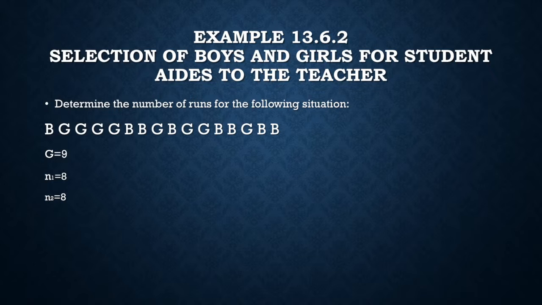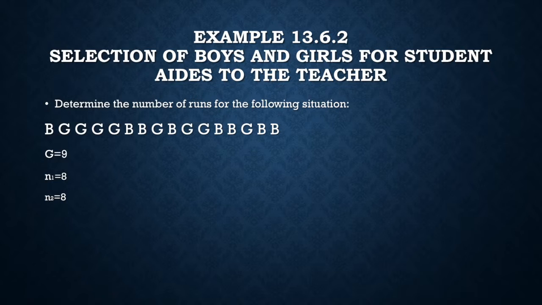Let's look at example 13.6.2. Determine the number of runs for the following situation in a selection of boys and girls for student aids to the teacher. We see here that there are 16 values. N1 is equal to 8 and N2 is equal to 8. We see that the number of runs is 9.